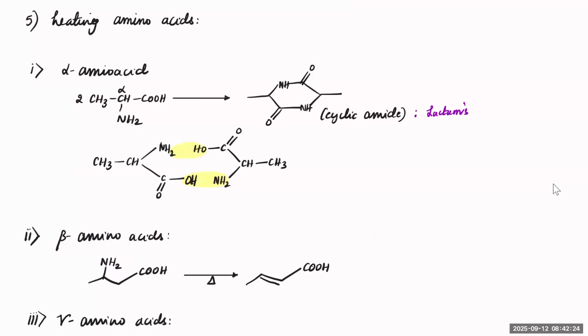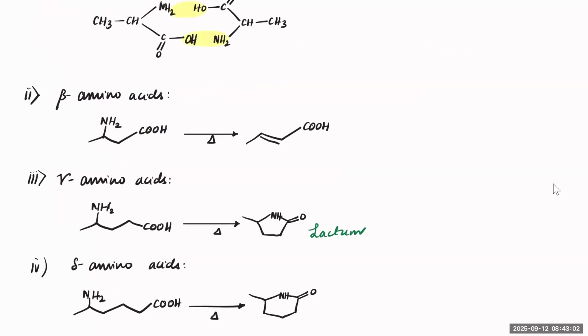The same logic that we used for alpha hydroxy acid, you have to do the same thing for alpha amino acids. If it is an alpha amino acid, you do everything the same, exactly the same reactions. If it is alpha position, dehydration happens between two molecules, ending up with cyclic amides. Cyclic esters are called lactones. Cyclic amides are called lactams. So remember the difference, lactam and lactone.